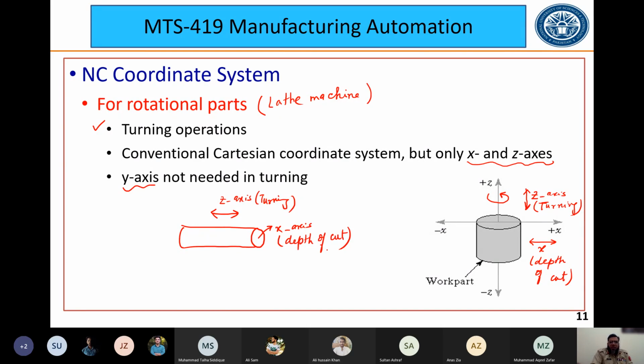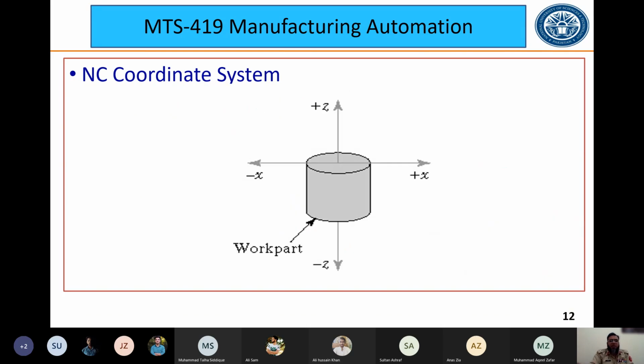Okay, so this is for the lathe machine, and previously we have seen the mill and drill machine, and this is again the enlarged or zoomed-out picture of the lathe machine axes. Are these axes clear to you?